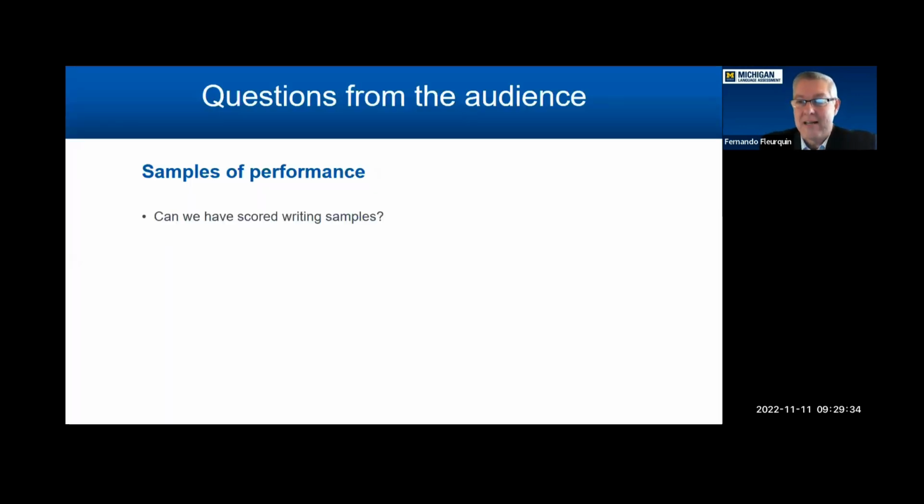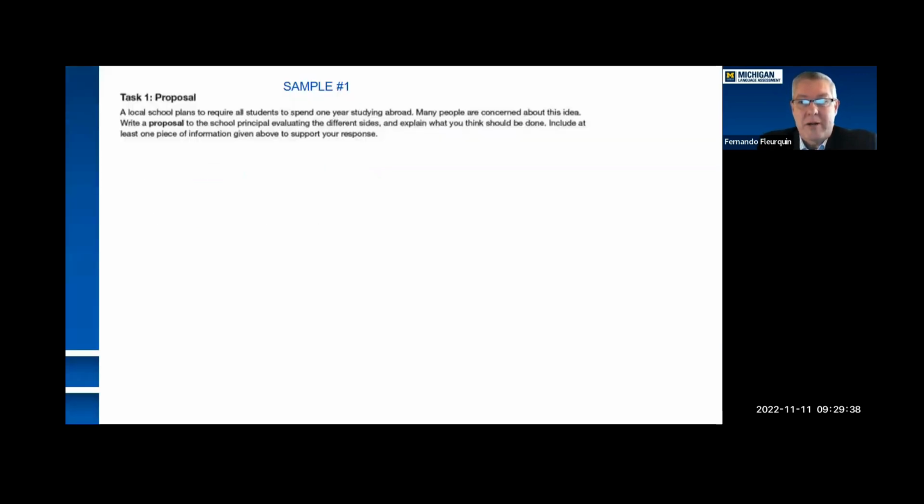We have a few samples of performance since you were asking about that in particular. That was one of the specific things that everybody wanted to hear about. So here is the first sample. It's a proposal. There were several questions about proposals, and it says, a local school plans to require all students to spend 1 year studying abroad. Many people are concerned about this idea. Write a proposal to the school principal evaluating the different sites and explain what you think should be done. Include at least one piece of information given above to support your response.